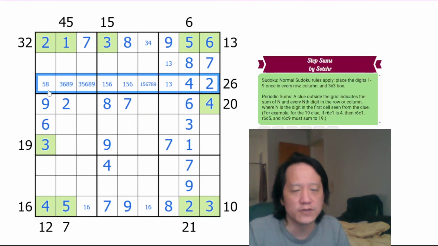Where is the 7 then in row 3? Cannot be here because 7 in the box. Can't be here because 7 in the box. Can't be here because 7 in the columns. So it has to be here. So this is 7.